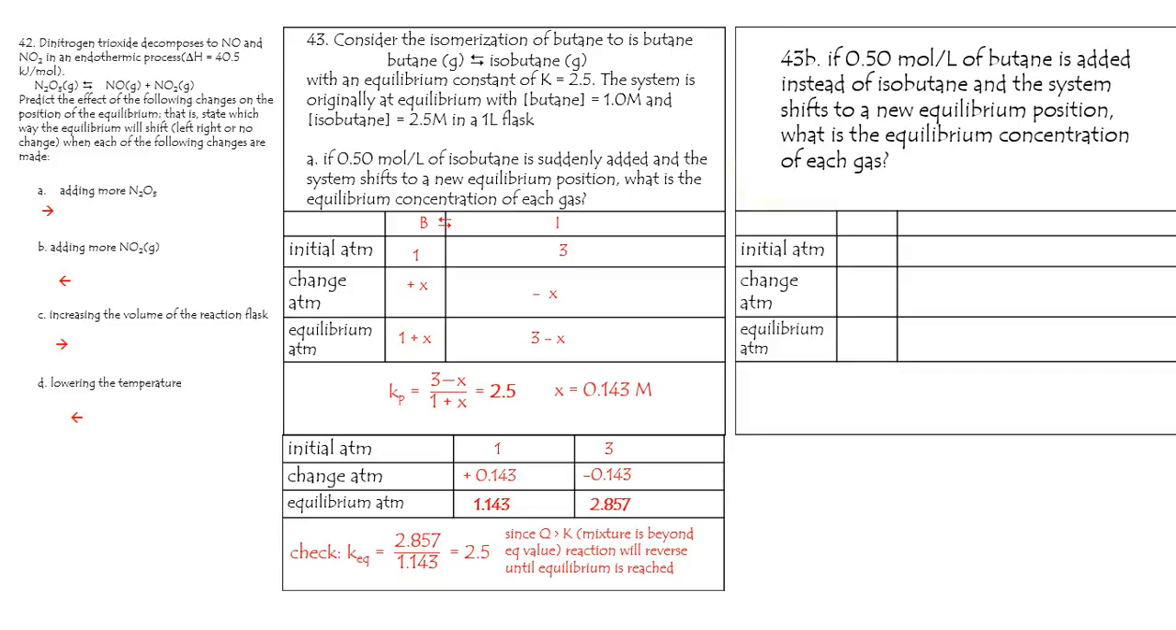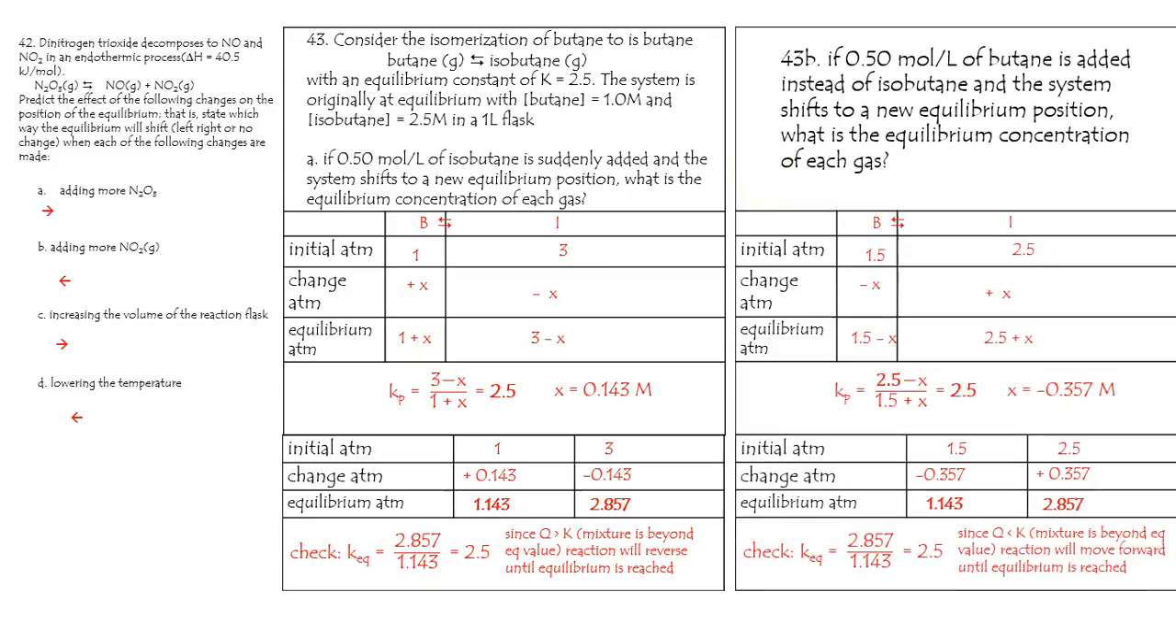We have our initial conditions. No, I'm sorry, it went from 1 to 1.5 for the butane. So it's now 1.5 for the butane because we added half a mole per liter, and 2.5 for the isobutane. And in this case, your Q is less than K, so you're going to lose some of the starting material. It's going to shift until it hits that 2.5, and you're going to add some product. So in this case, we do the math, and it's 1.5 minus x for butane, 2.5 plus x for the isobutane.